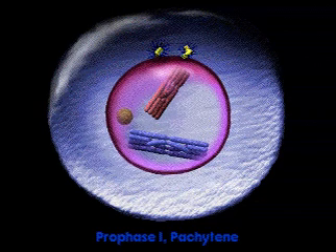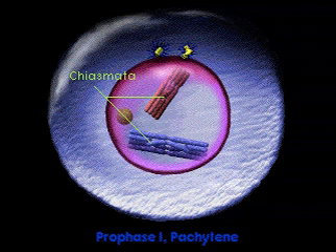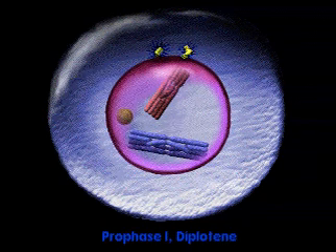At this stage, the X-shaped chiasmata become visible. The chiasmata are the cytological manifestations of crossing over between homologs, which occurred sometime around the zygotene phase.